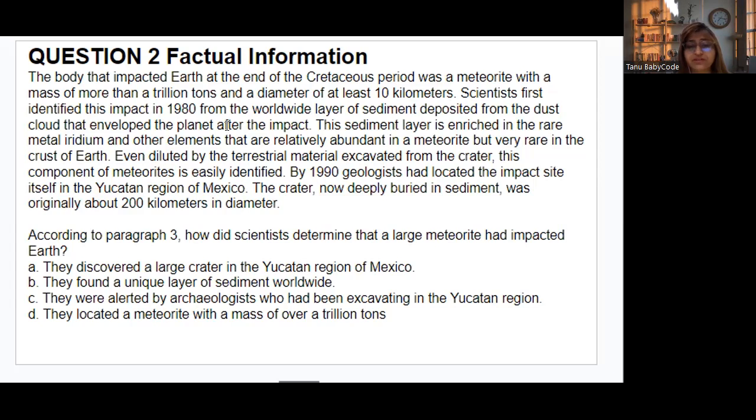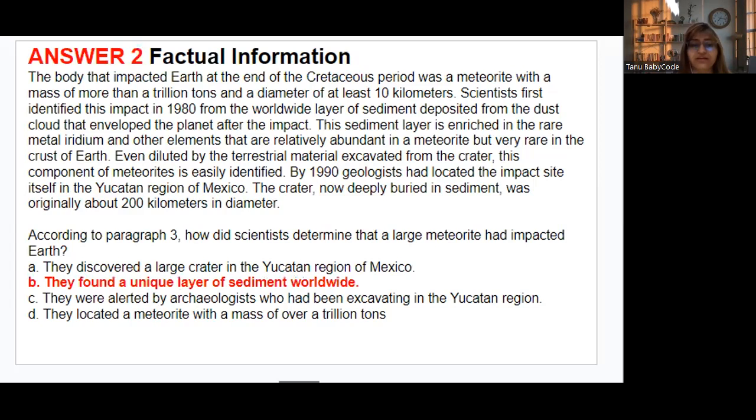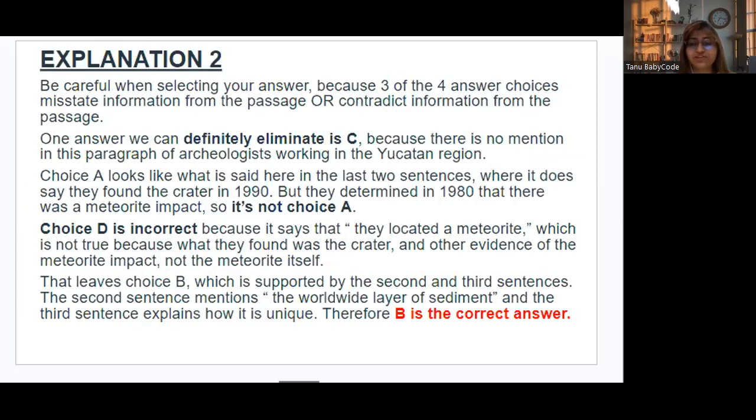D option, they located a meteoroid with a mass of over 1 trillion tons. So D is also incorrect because it says they located, which is not true. What they found was a crater, right? And the other evidence of meteoroid impact, not the meteoroid itself. So again, D is incorrect. B is the correct option, that they found a unique layer of sediment worldwide. For better explanation, you can refer to the explanation part.